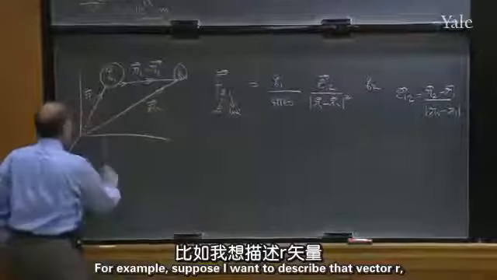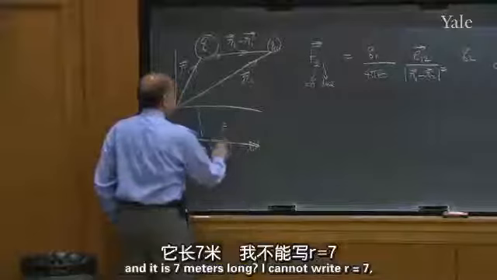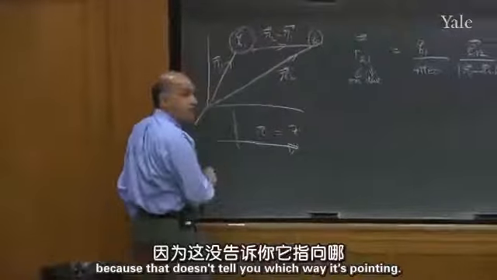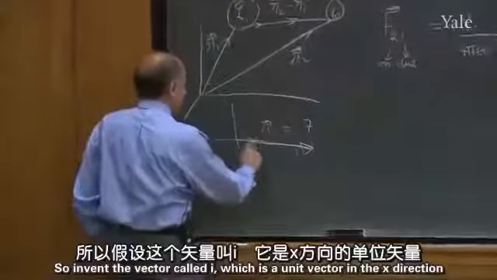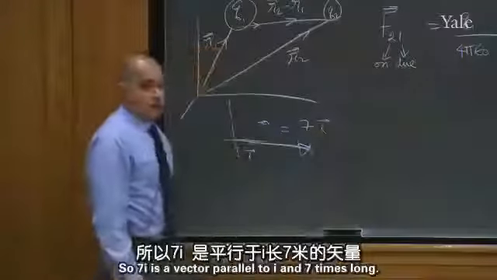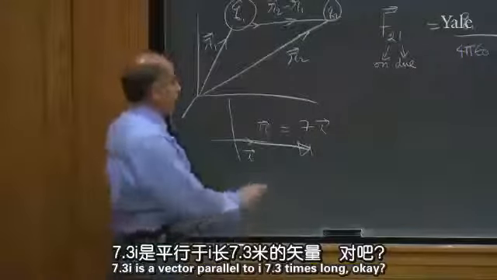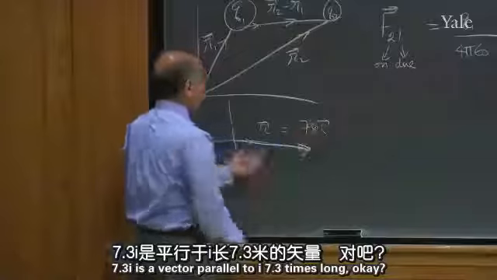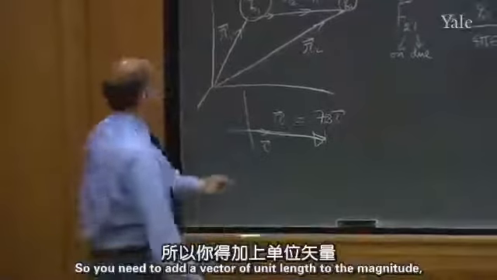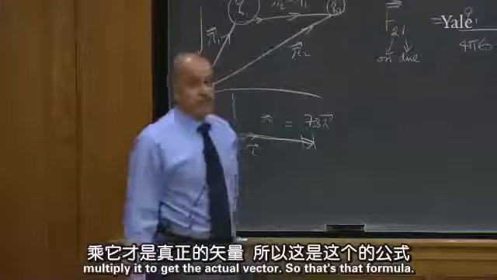For example, suppose I want to describe that vector, R, and it is 7 meters long. I cannot write R equal to 7 because that doesn't tell you which way it's pointing. So invent a vector called I, which is a unit vector in the x direction, and I multiply it by that. So 7I is a vector parallel to I and 7 times long. 7.3I is a vector parallel to I, 7.3 times long. Okay? So you need to add a vector of unit length to the magnitude, multiply it to get the actual vector. So that's that formula.